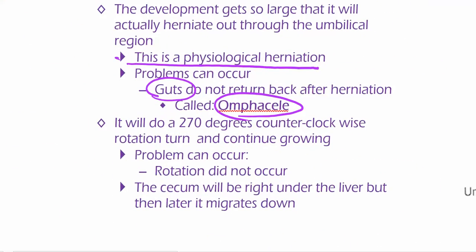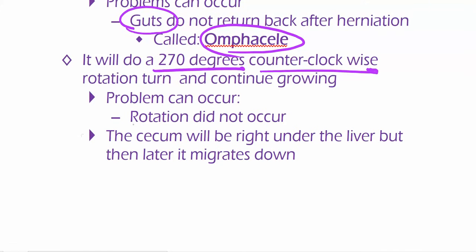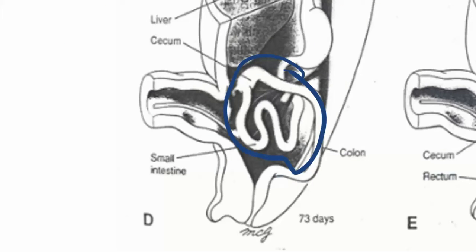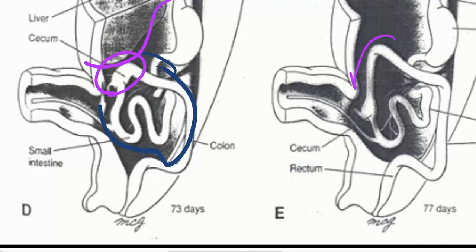So the rotation is 270 degrees counterclockwise. The thing is that you can have a problem where the rotation does not occur. I don't think he gave a name for this, but you can have a situation where you're not getting any rotation. That's a problem. After you do get the rotation, this is your cecum right here. The cecum is right below the liver. Later on, it will descend a bit, and now it's going to be in its proper orientation.